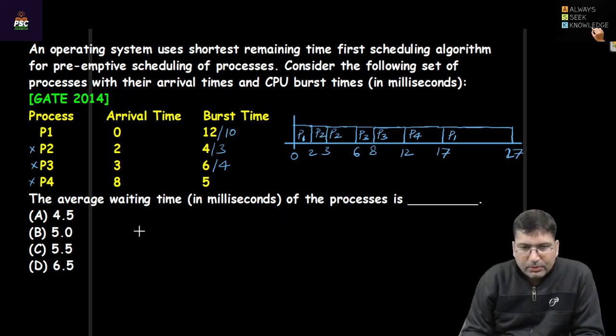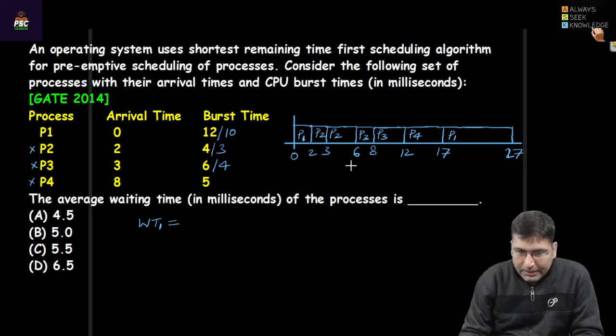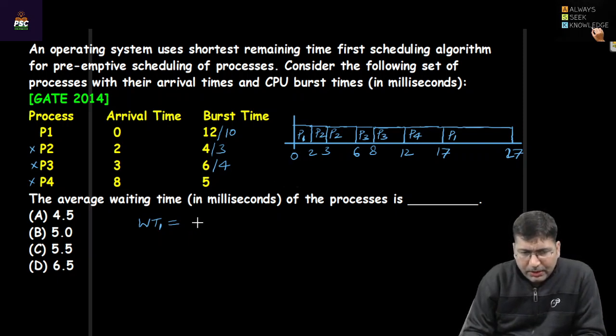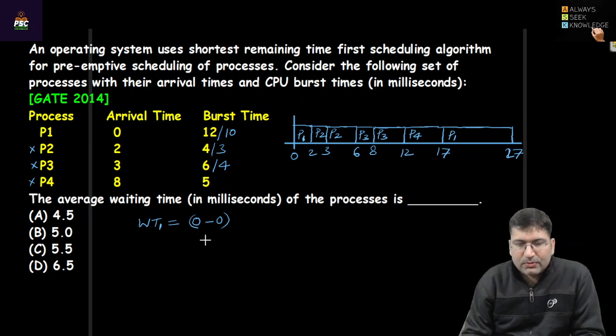Now if you want to calculate the waiting time, let's calculate the waiting time for process 1. There are n number of ways we can calculate the waiting time. Because it is preemptive scheduling, there will be multiple waits rather than a single wait. So let's consider P1: initially P1 arrived at 0 and was scheduled at 0. So it started execution at 0 and arrived at 0. So 0 minus 0, it is the very first waiting.